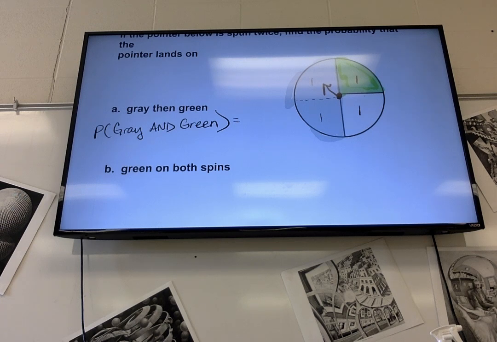So let's see. Arthur, what's the probability that you get gray? Count up the grays out of the total. There's 4 total. How many are gray? 2. Okay. So 2 over 4, times, now Mardarius, what about green? 1 over 4.